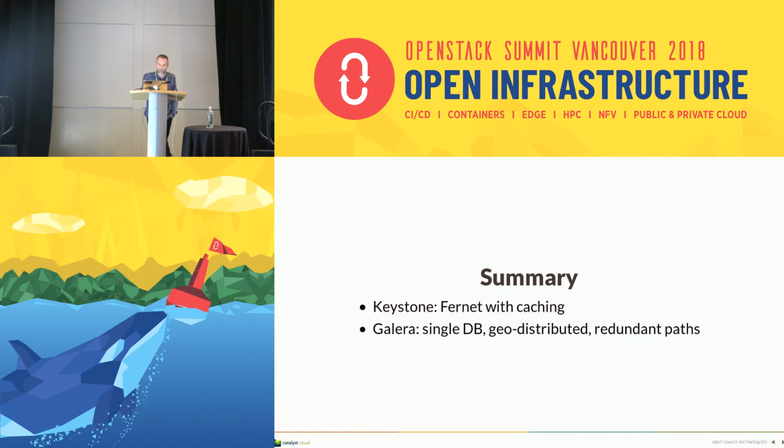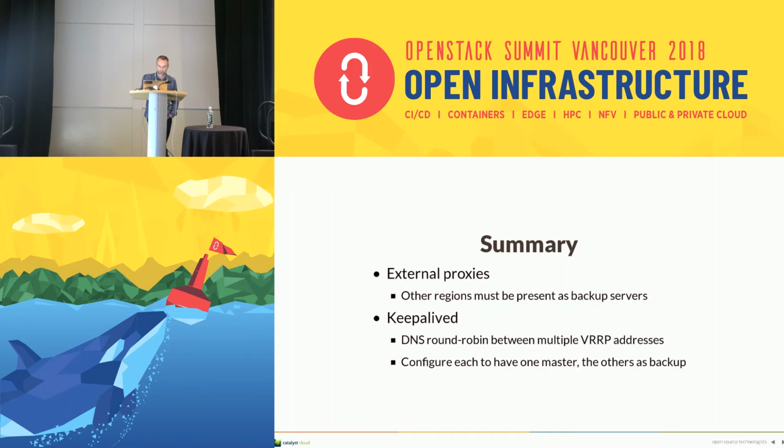In summary, we recommend for public providers such as ourselves, Keystone with a single geographically distributed Galera cluster for all regions, Fernet tokens with caching, and obviously redundant routes between all nodes. For the proxies, other regions must be present as backup servers and optionally made available via an external provider to make available a single generic endpoint.